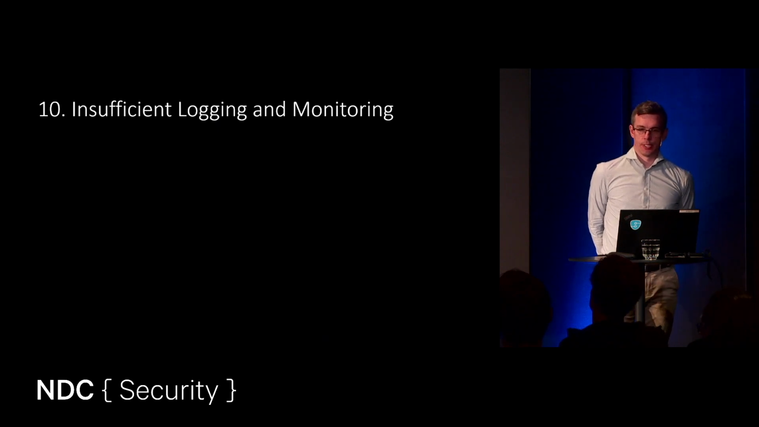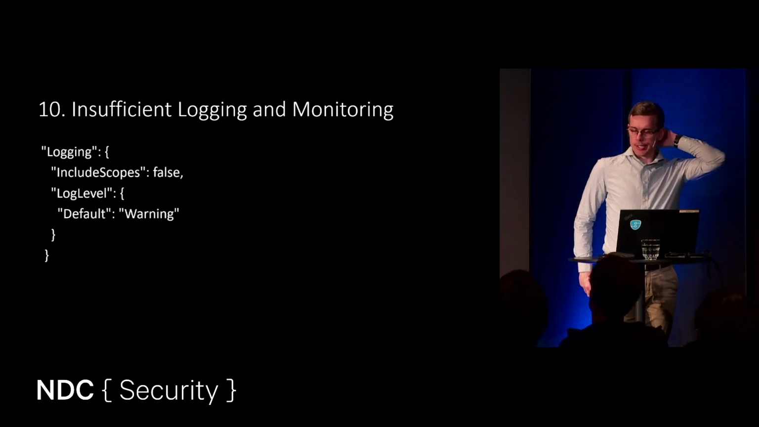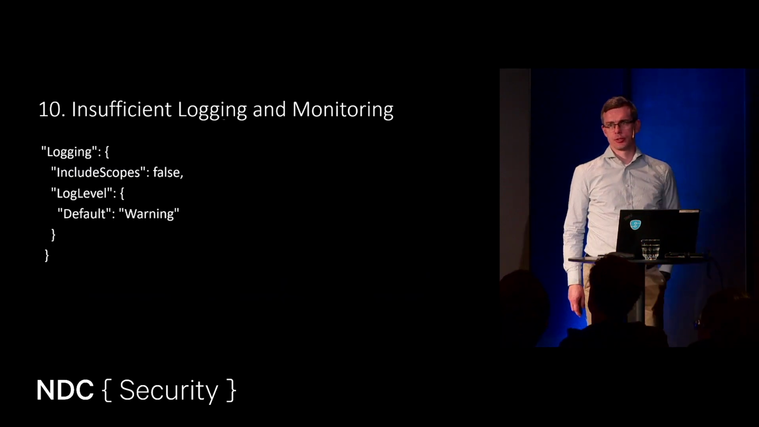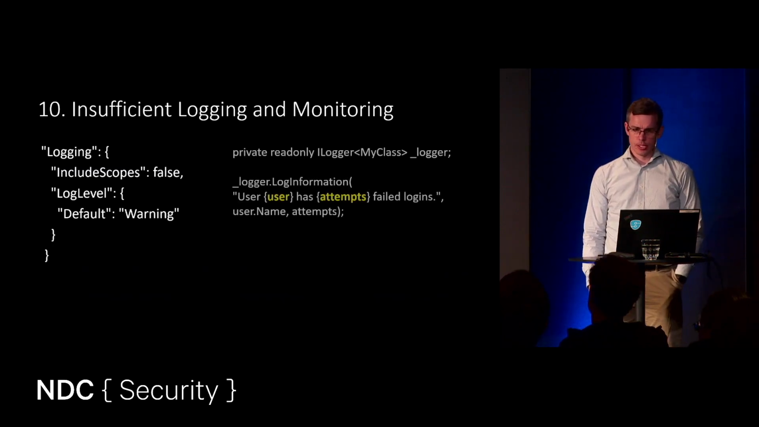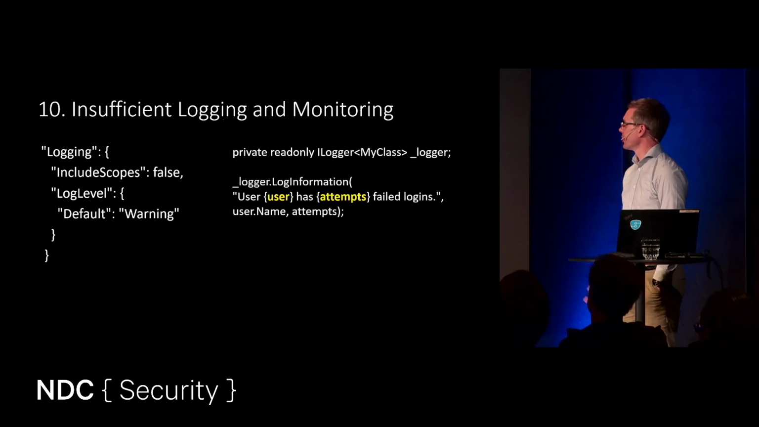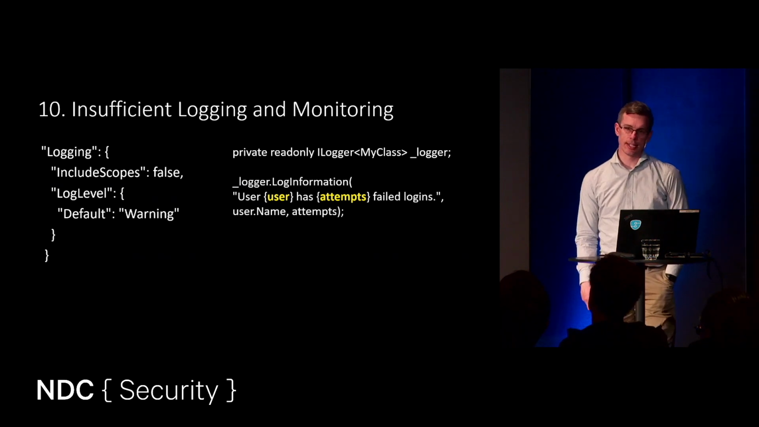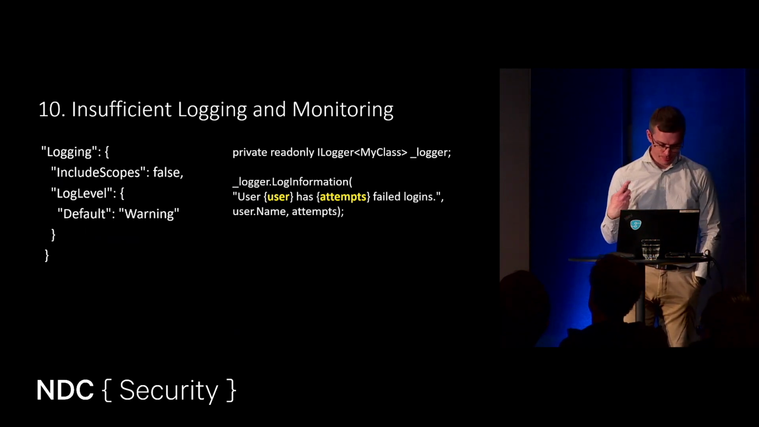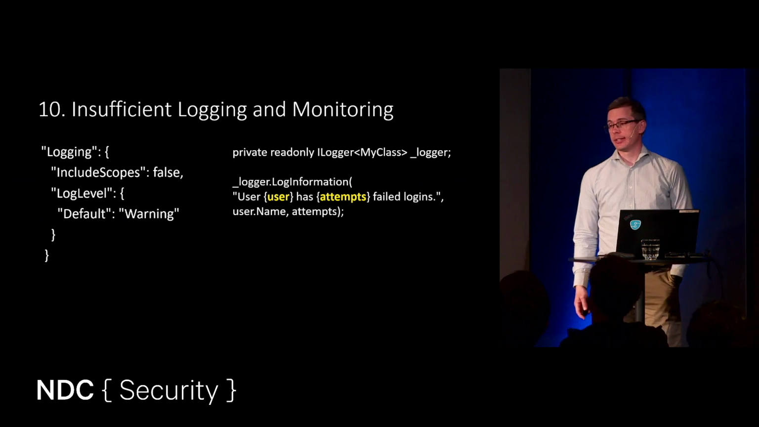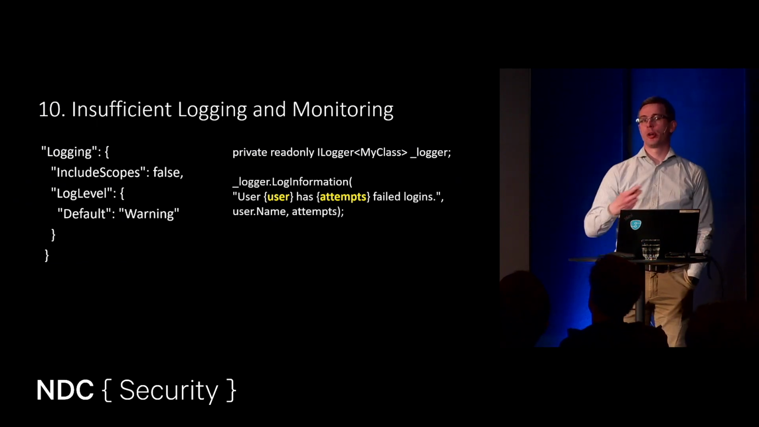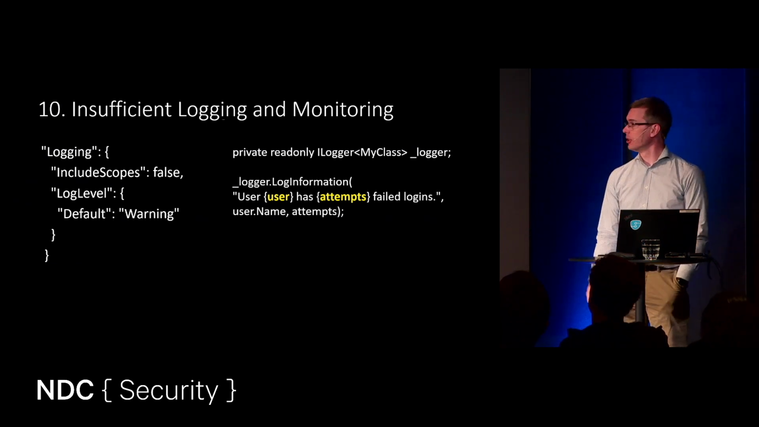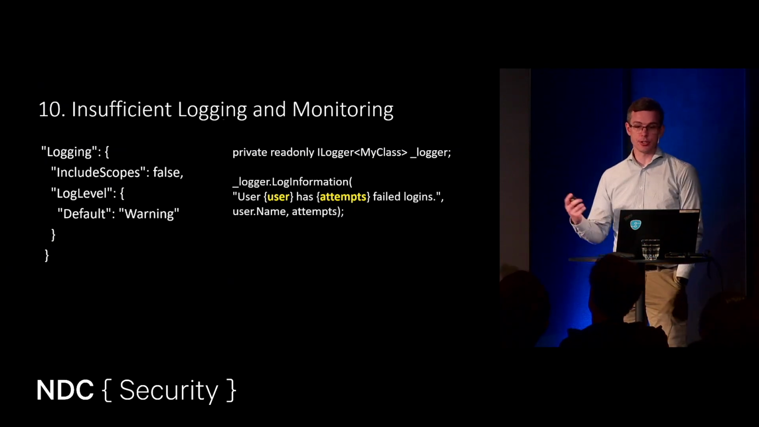Number 10, finally, not finally, I have a bonus. Number 10, insufficient logging and monitoring. Well, I think the built-in logging abilities for ASP.NET Core is great. We have an ILogger that can be injected everywhere. We have structured logging, which means that tools like Application Insights can help us search easier for parameters and known parameters. And there is a lot of good tooling out there. Just use it.